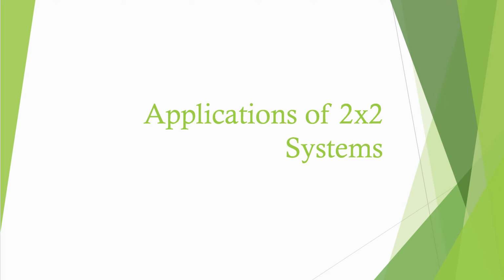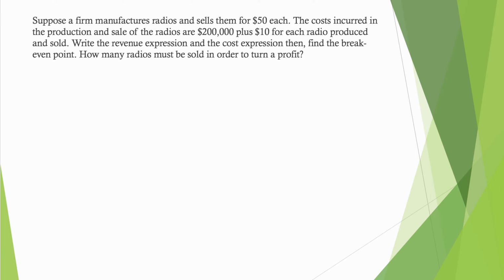In this lesson, we're going to solve applications using a system of equations. Suppose that a firm manufactures radios and sells them for $50 each. The costs incurred in the production and sale of the radios are $200,000 plus $10 for each radio produced and sold. We're going to write the revenue expression and the cost expression, then find the break-even point. How many radios must be sold in order to turn a profit?